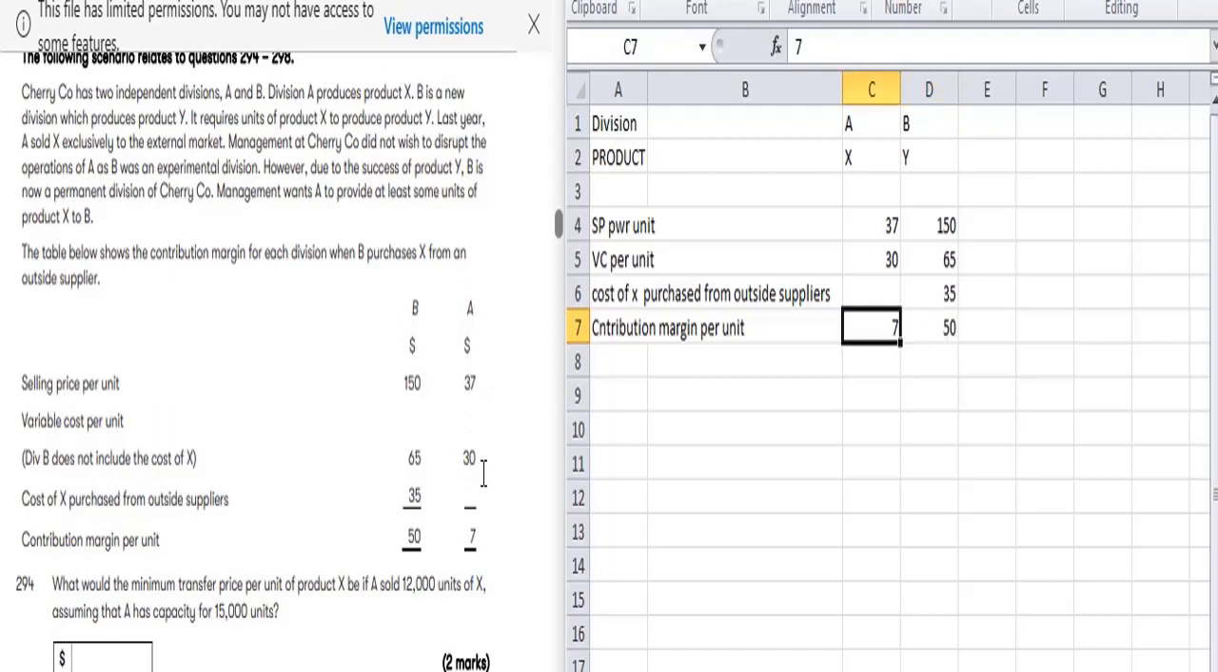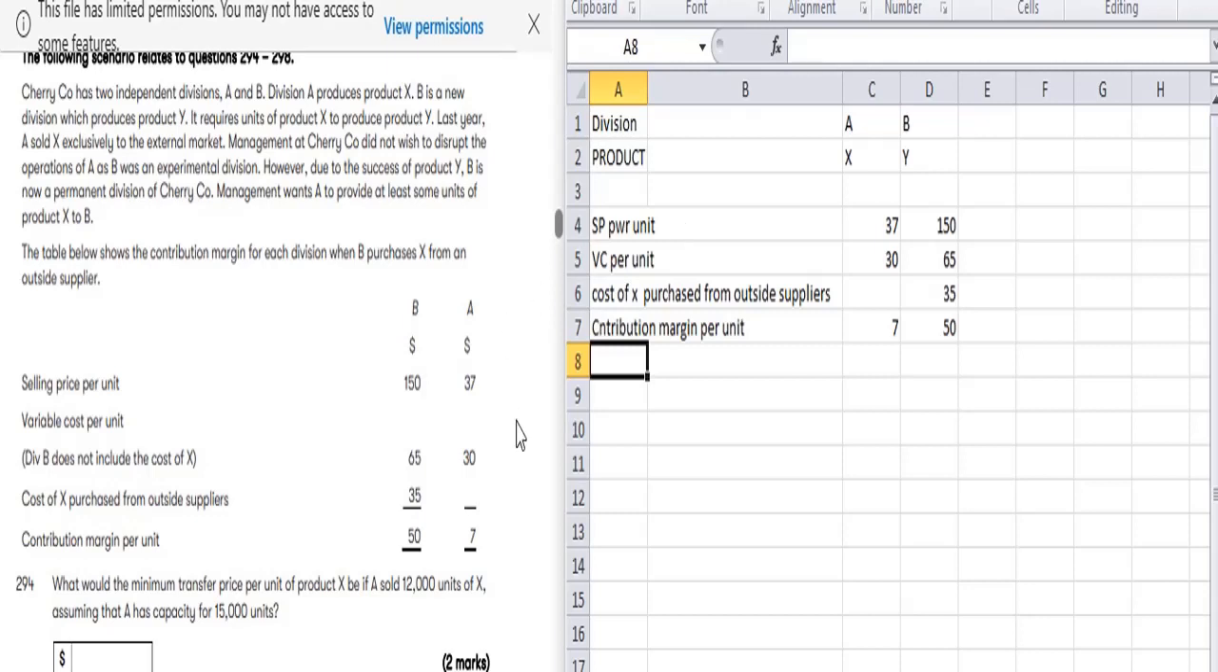Okay, so we know the contribution margin. Anything else we left? No, we did it all. So coming to the point, what has the question asked? What will be the minimum transfer price? Now division A will manufacture some units of X for division B. So what would be the transfer price that would be charged by division A to B?